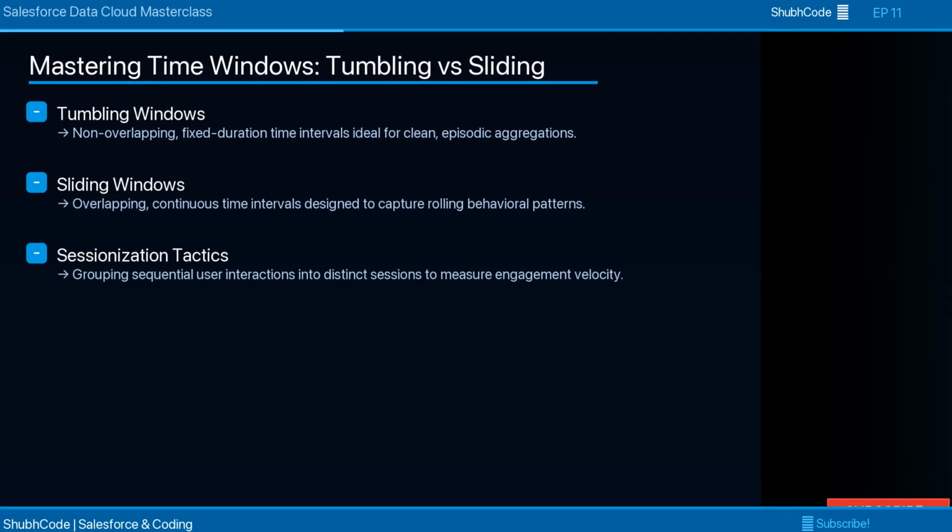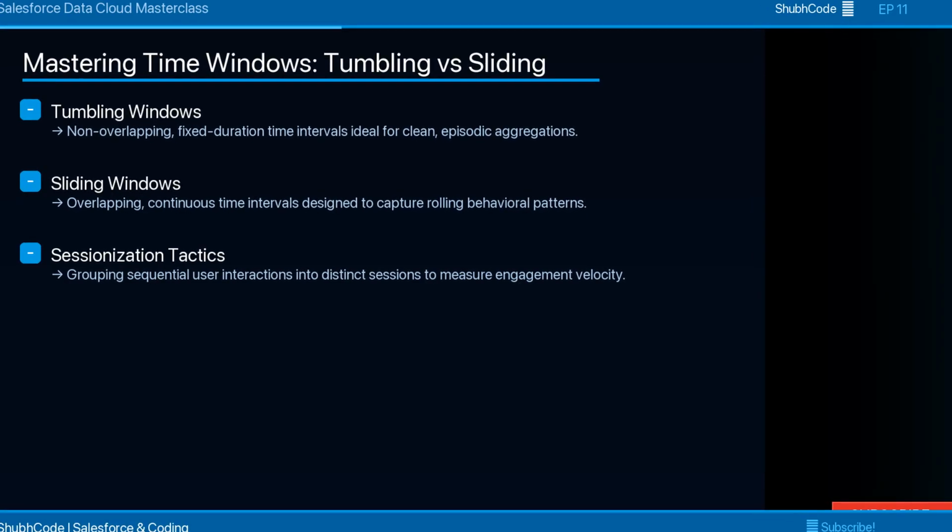The secret sauce of any streaming analytics engine is how it groups data over time, which we call windowing. In Data Cloud, you have to master the difference between tumbling windows and sliding windows. A tumbling window is like a fixed 15-minute bucket that resets completely, perfect for counting hourly website visitors. A sliding window, however, moves continuously with time, looking back, say, 30 minutes, every time a new event occurs. This sliding approach is how we detect if a customer browsed 3 luxury watches in the last 10 minutes.